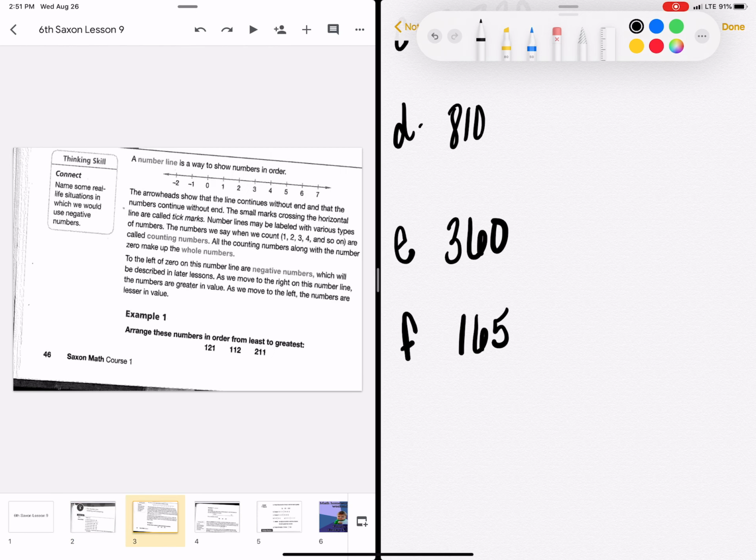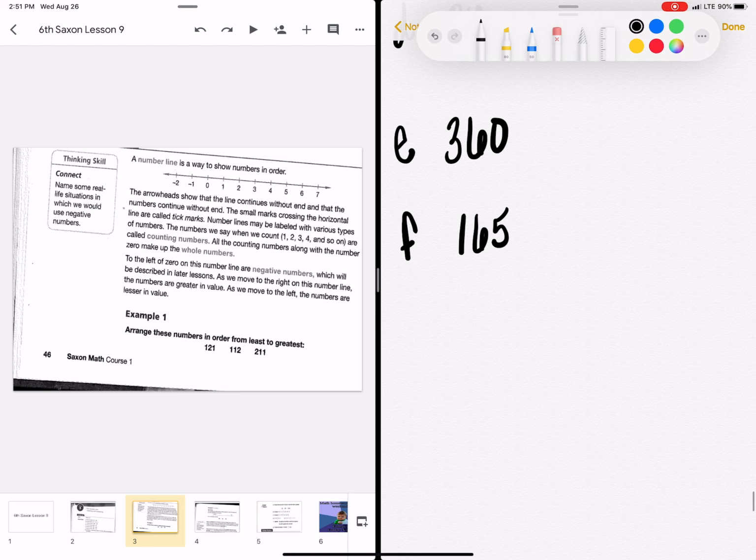All right, on to the number line. A number line is a way to show numbers in order. So the arrowheads show that it goes without end because numbers are infinite in both ways. And this is what we would call a line, just like we learned yesterday about segments and rays and lines.